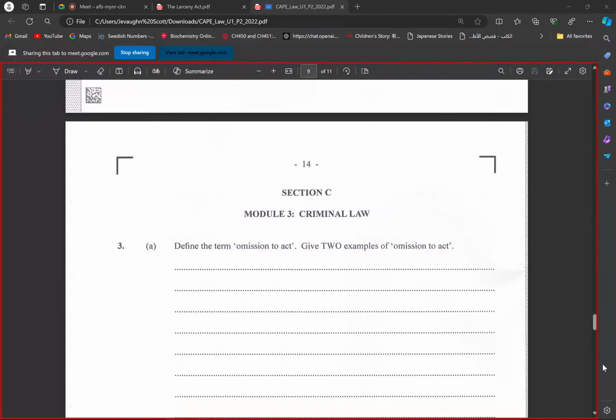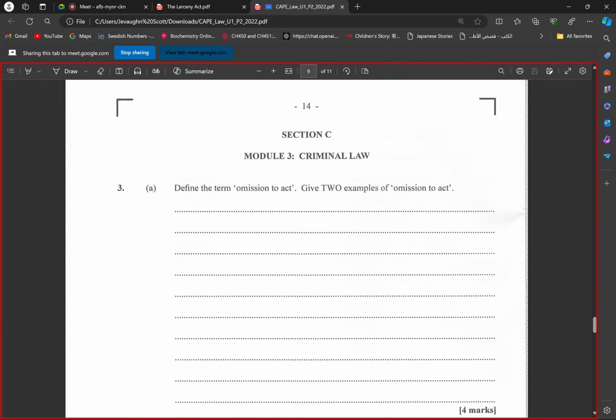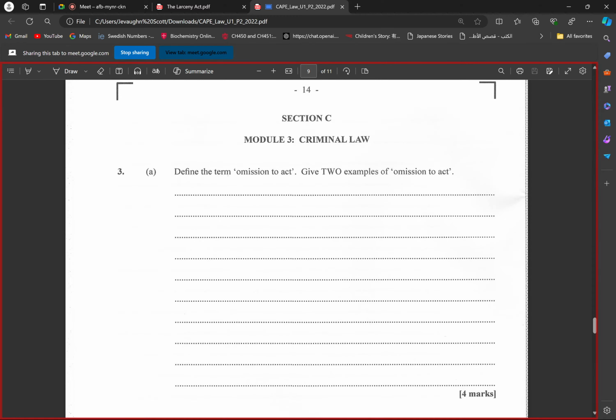So we're doing now the Section 3, Module 3 question for the 2022 Law Unit 1 paper. We're asked to define the term omission to act and give two examples of omission to act. Can you guys explain what omission to act means?